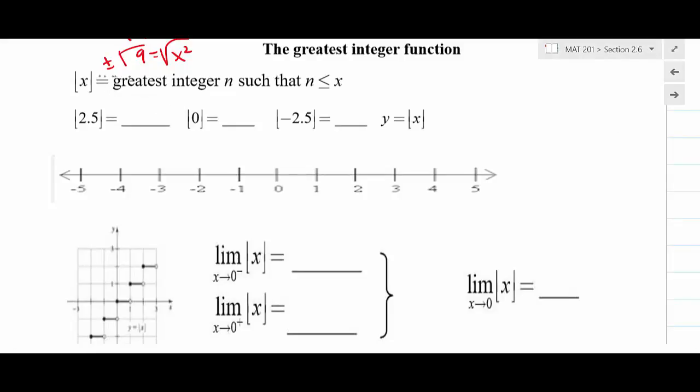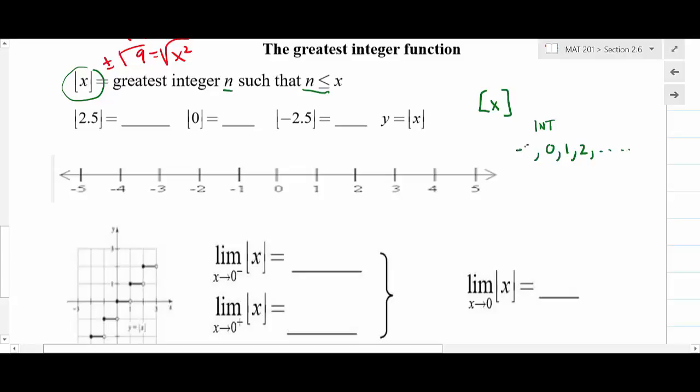Okay, so the greatest integer function is generally denoted with these brackets. Most of the time it's written like that. It's the greatest integer n such that n is less than or equal to x. Now remember what integers are. An integer is a positive or negative whole number. You can just think of it as the numbers on a number line. So when you see this symbolism, you're looking for an integer. The answer is going to be an integer that's less than or equal to the number within the bracket.